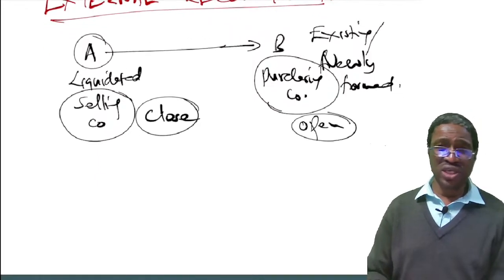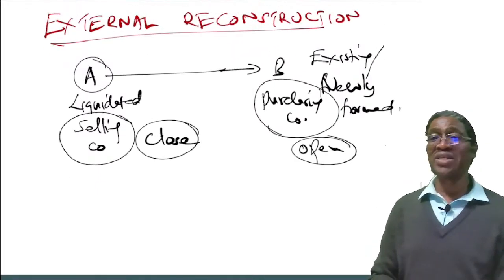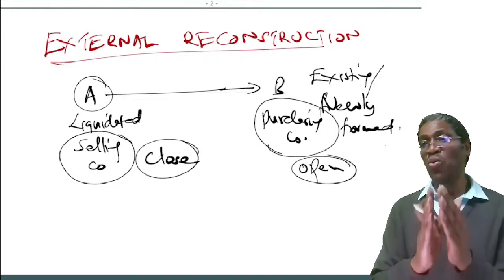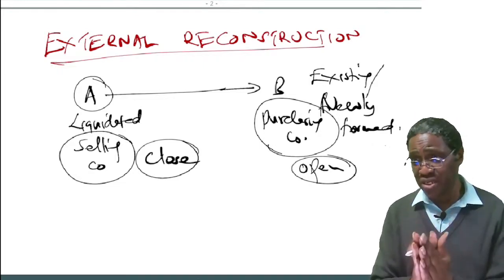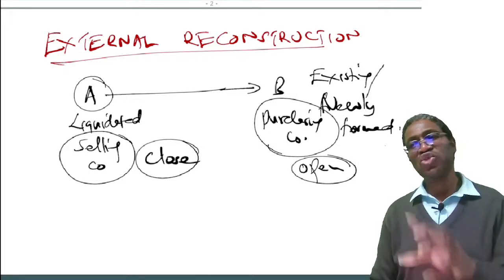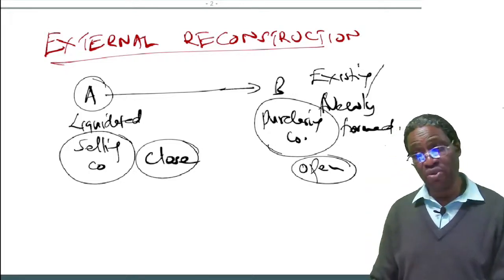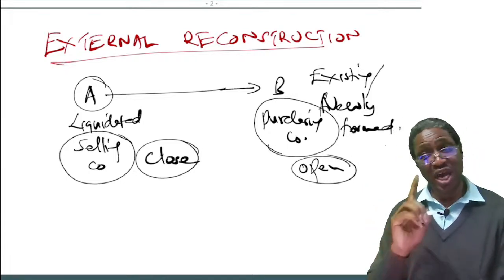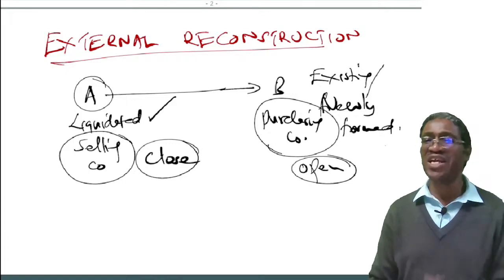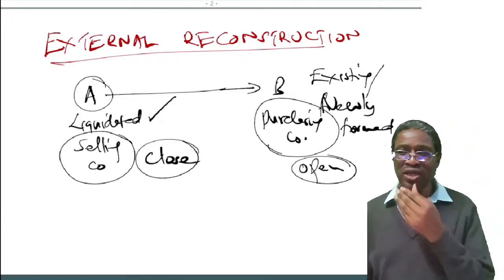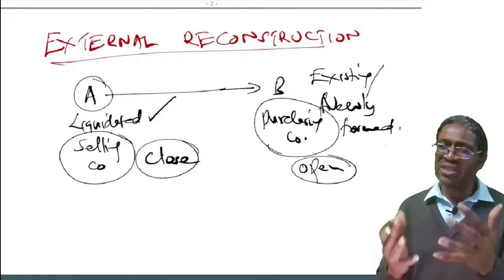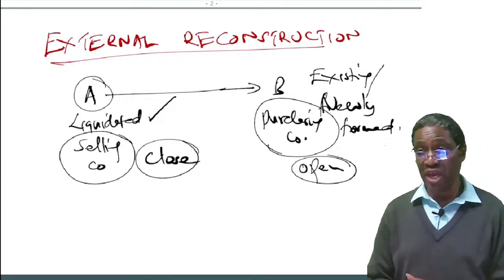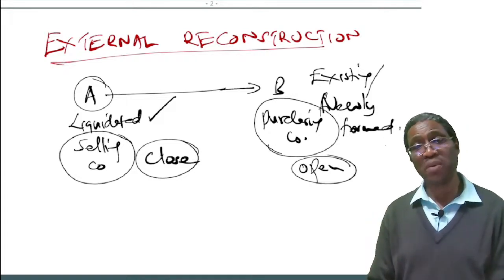Okay, so I have said, when does an external reconstruction occur? I have said external reconstruction takes place where a company is liquidated and they sell their business to another newly formed or existing company. Another point is this. I have said company A must be liquidated. It means that by the end of the day, the stakeholders of company A must be paid what is due to them so that they sell their business to company B.